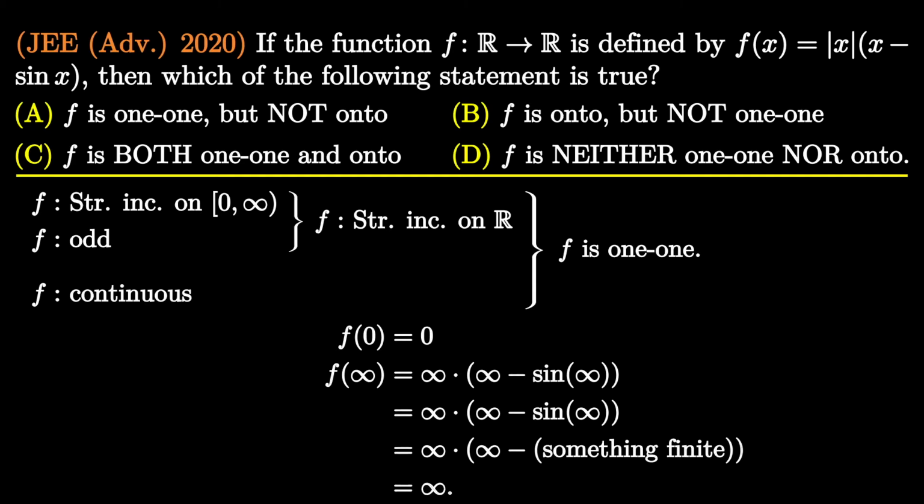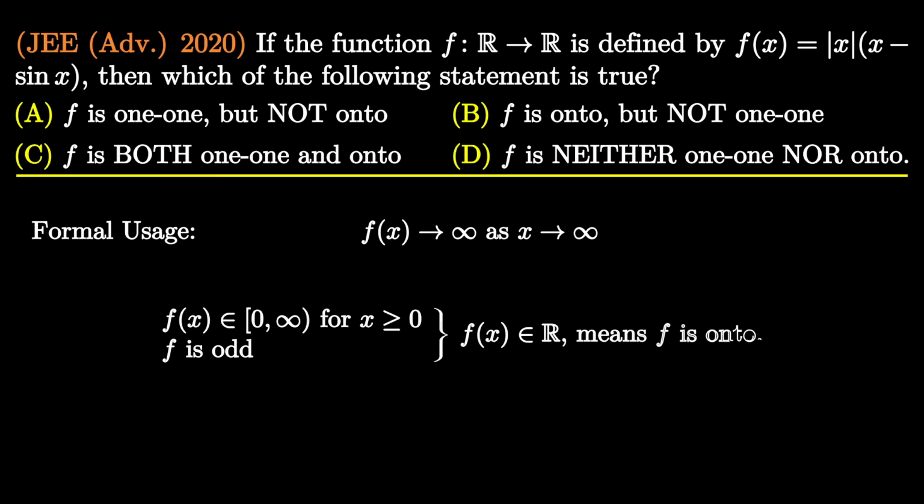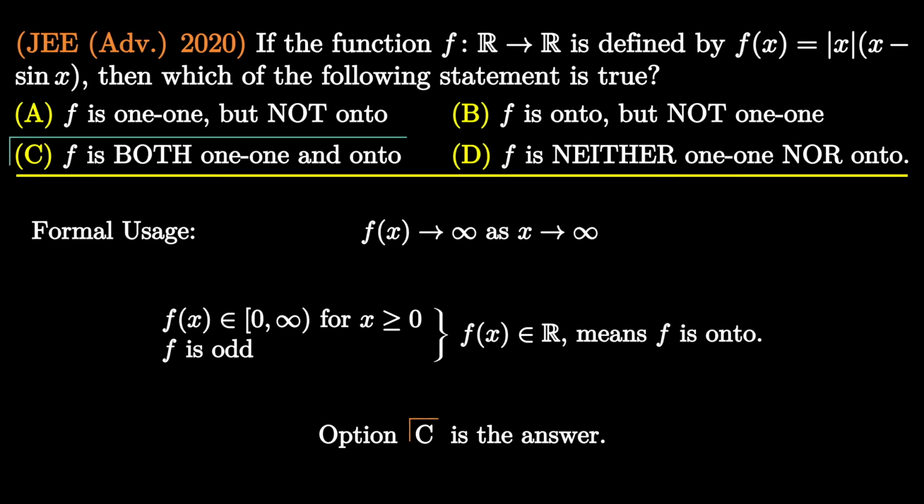We observe less formally that f(infinity) is infinity. In formal words, we say that f(x) approaches infinity as x approaches infinity. In this way, we find the range of f(x) is the set of real numbers, and hence we conclude that f is an onto function. Therefore, we get option C as the answer.